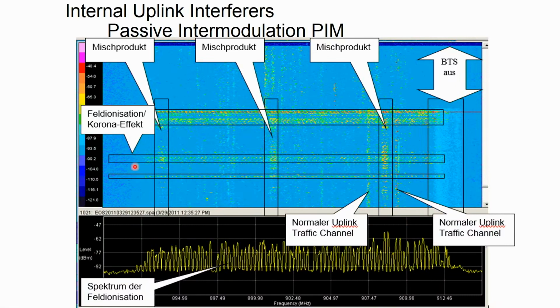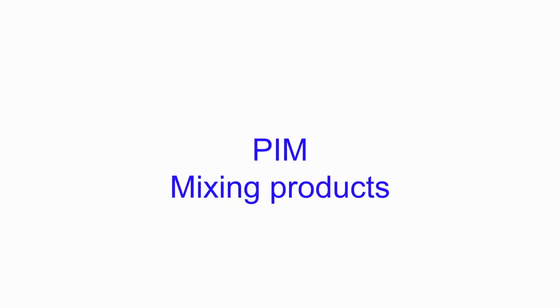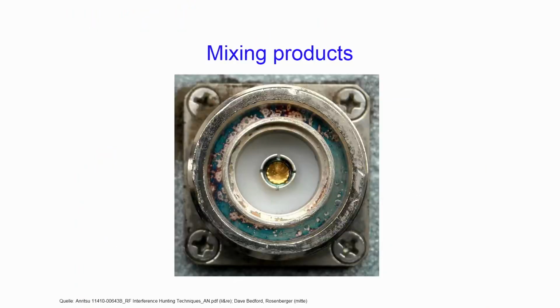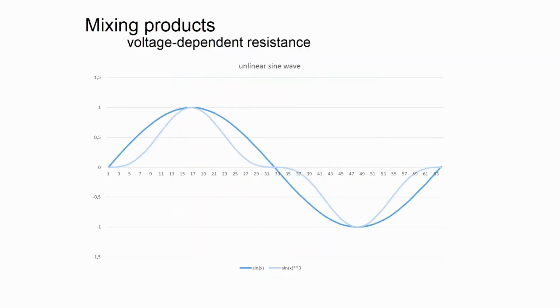These are mixings, sorry. You can calculate them. And the broad noise is a corona effect, but it still lacks a physical explanation. A mixing can be explained quite simply. You have a non-linear resistor, for example, oxide on the plug, a corroded plug, and then it bends the signal.